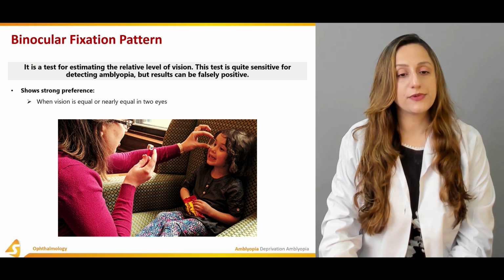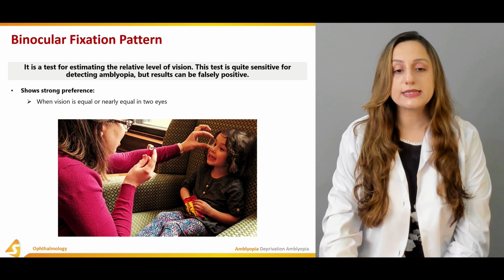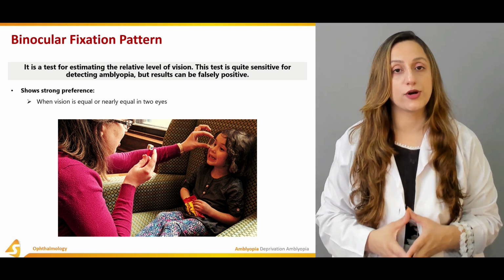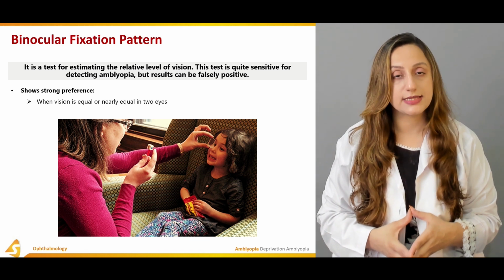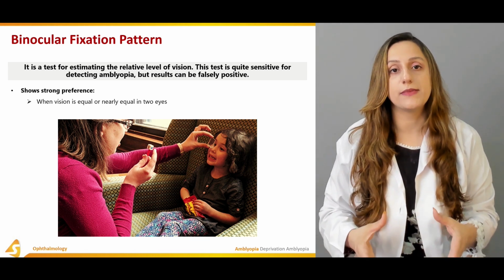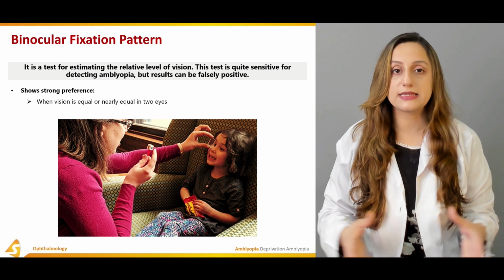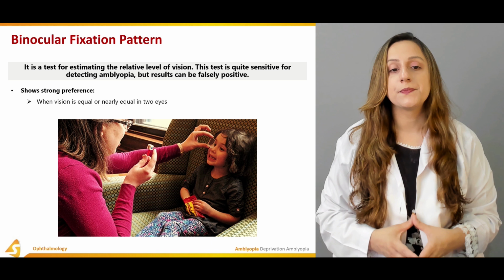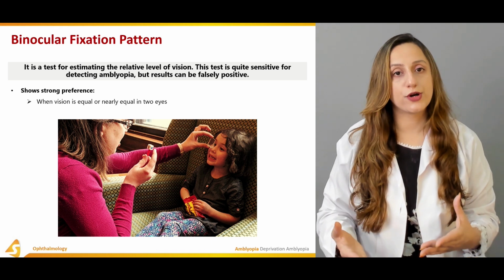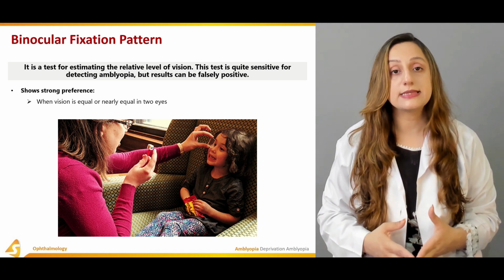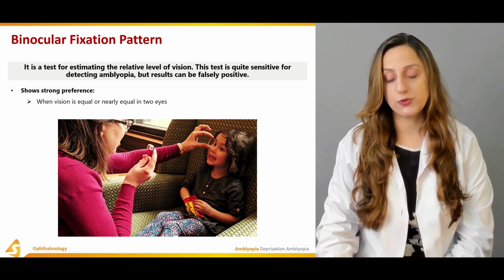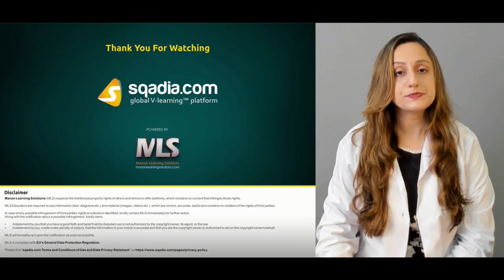It shows a strong preference over here, and only when the vision is equal or nearly equal in the two eyes can we perform this binocular fixation test. So if the child is suffering from anisometropia, that is, the difference in refractive error in both of the eyes, then we cannot perform this binocular fixation test, and this is one of the limitations that we have to observe with this kind of testing.